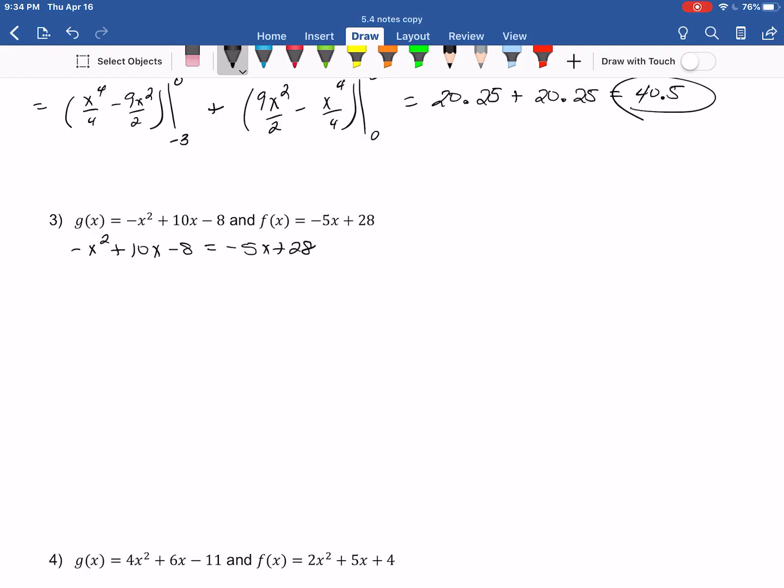I'm going to move everything to the right-hand side, so that makes my x squared positive. So that's going to be positive x squared, and then a minus 15x, and then a plus 36 equals 0. And now I can factor this to solve for x.